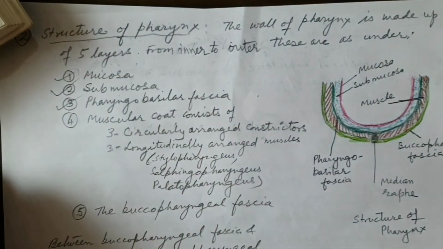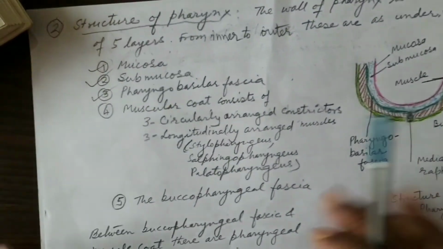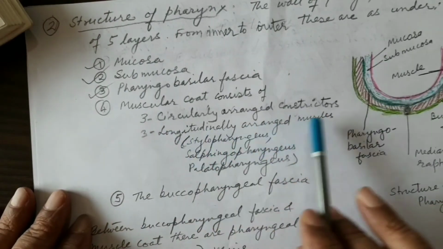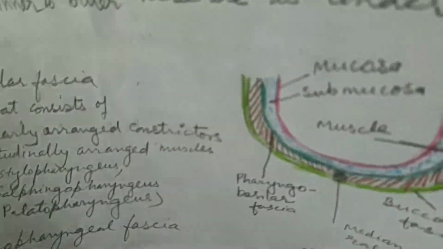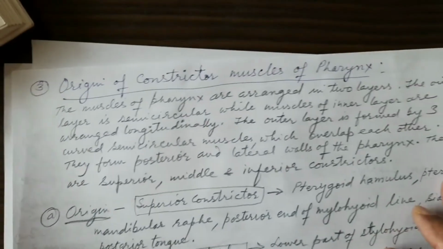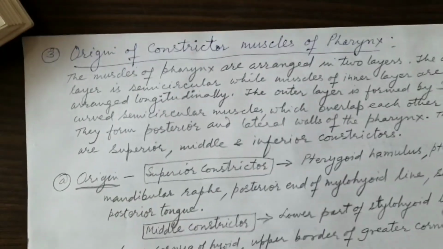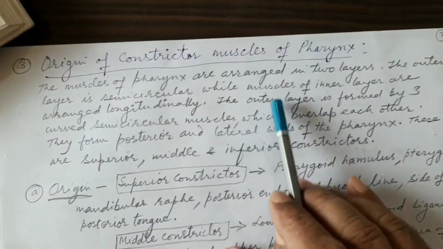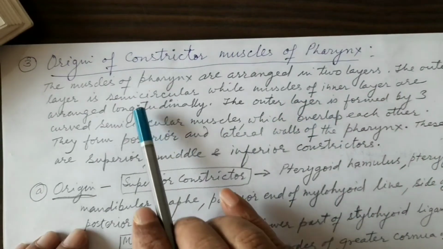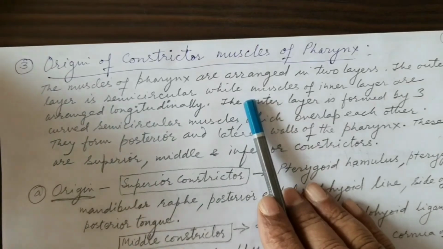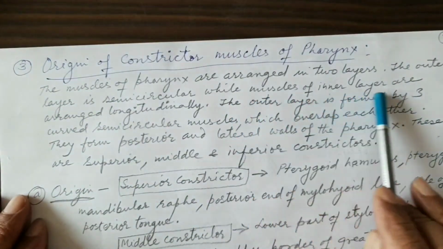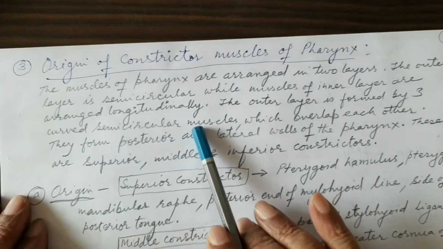Let's come to the three constrictors, which are circularly arranged constrictor muscles of the pharynx. So I come to the third point, that is the origin of the constrictor muscle. See, this is the origin of the constrictor. The muscles of the pharynx are arranged in two layers, as I said. The outer layer is semicircular, circular muscles, while the muscles of the inner layer are arranged longitudinally.